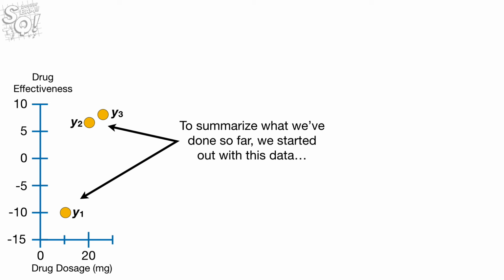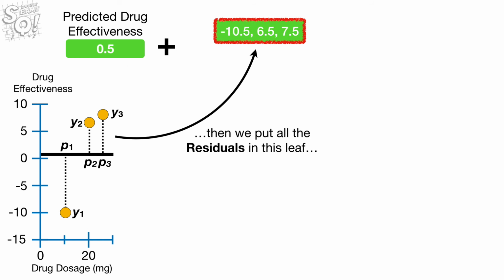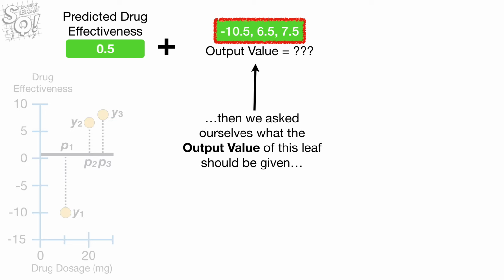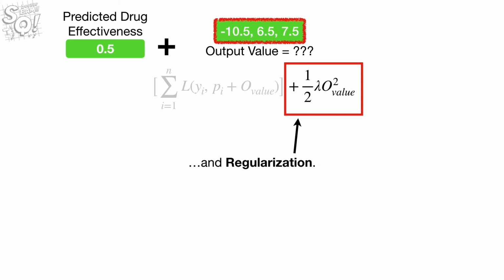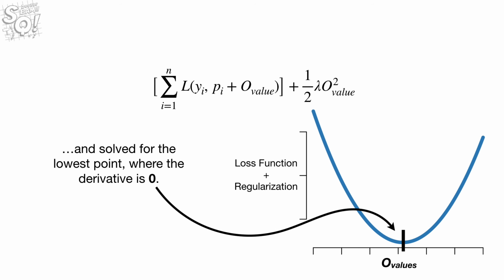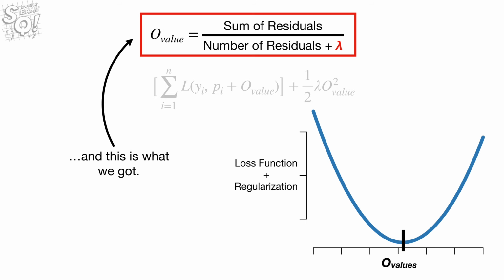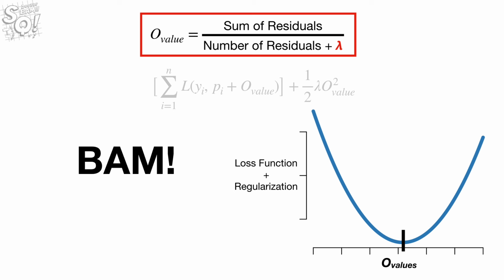To summarize what we've done so far, we started out with this data, then we made an initial prediction, 0.5, then we put all of the residuals in this leaf, then we asked ourselves what the output value of this leaf should be given a loss function and regularization. We then plotted the equation as a function of the output value and solved for the lowest point where the derivative is 0. And this is what we got. The equation for the output value gives us the x-axis coordinate for the lowest point in the parabola. Bam!